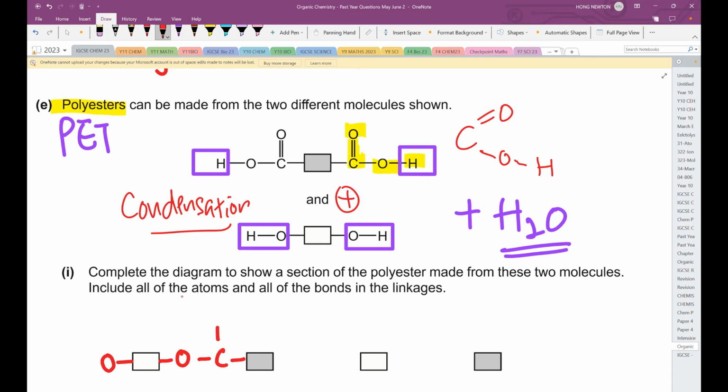Then O. Can you see what I'm drawing? Then you just follow here. This one, the gray color here. So you just follow.